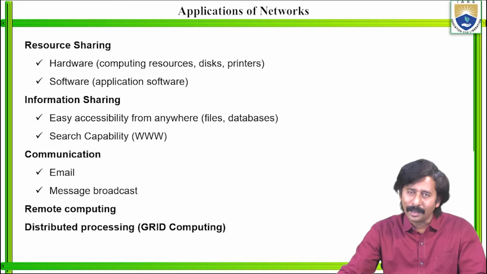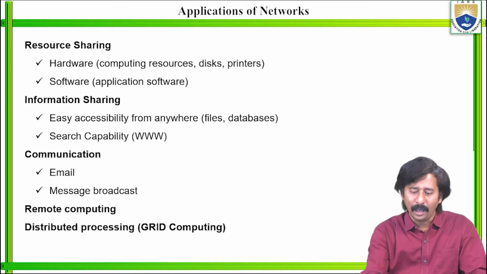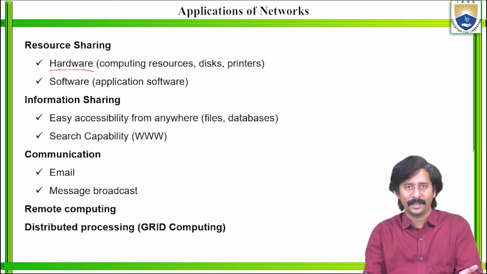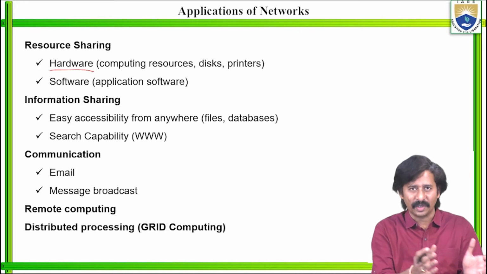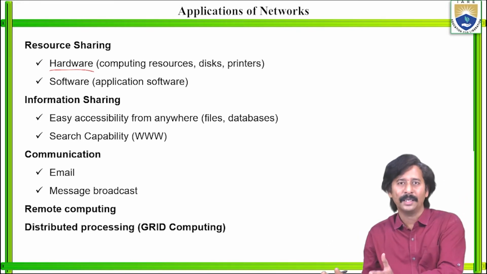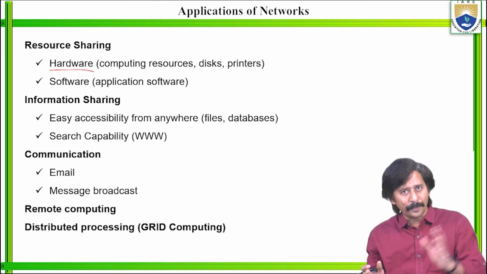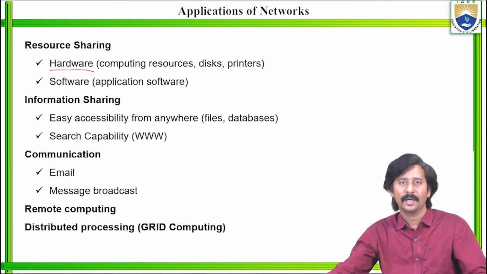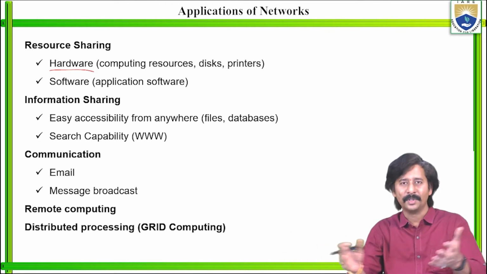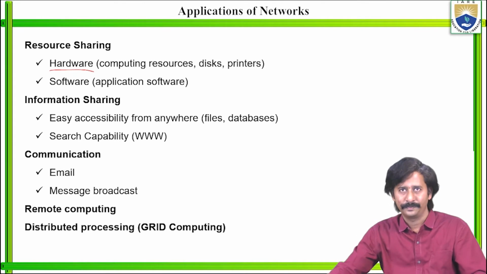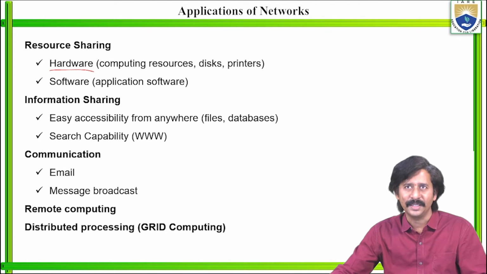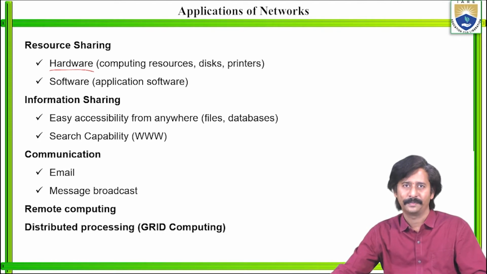So that particular physical resource, for example, hardware. We know the basic example: one particular internet cafe which consists of 10 systems and one particular printer. How can these 10 computers access a single individual printer? Because these systems are in a particular network. So hardware means various resources, like disks and printers.